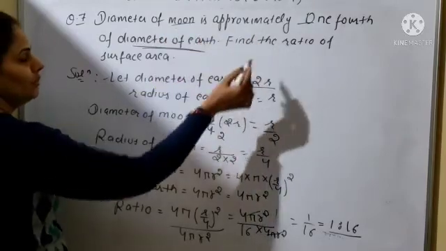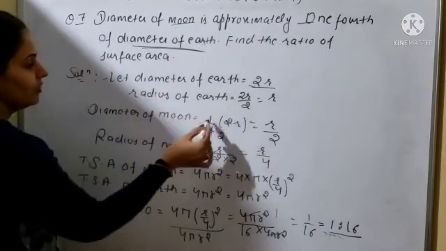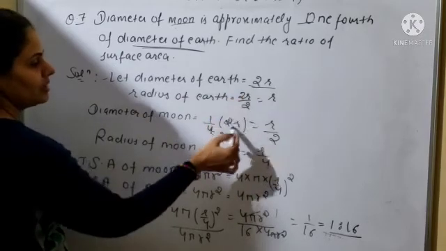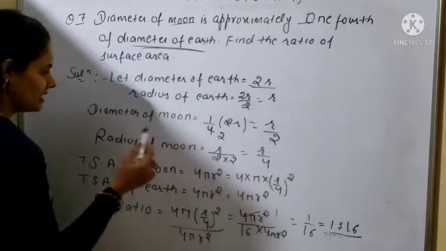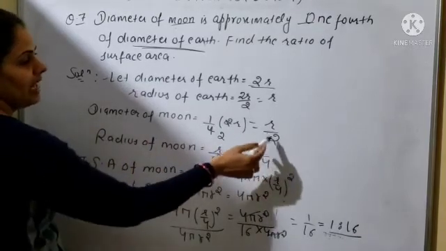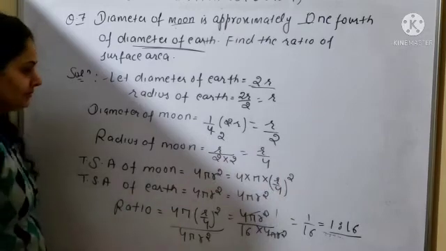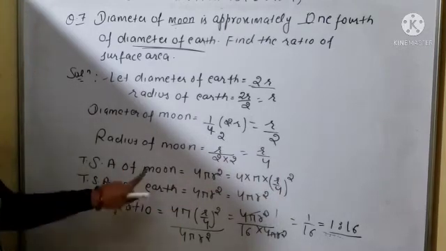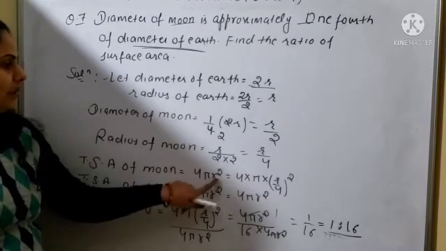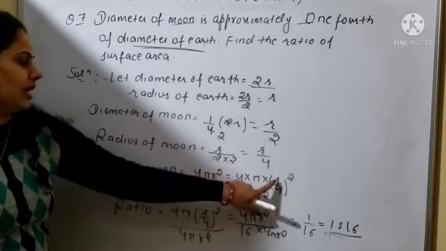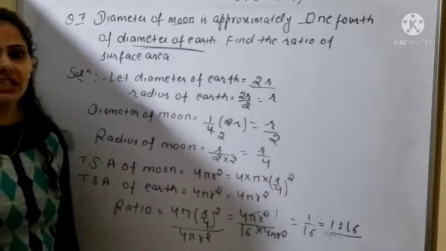Now diameter of moon. Diameter of moon is 1/4 of diameter of earth. Okay. So 1/4 into diameter of earth is 2r. 2 2s are 4. So it will be r by 2. This is diameter. First you will find out the radius. So it will be half of this, r by 2 upon 2. So it will be r by 4. Clear? Now what will be the surface area of the moon? So total surface area formula will be 4 pi r square. Put the value of r. So r is r upon 4. So r upon 4 square. Clear? Now put as it is because you can cancel out it later.